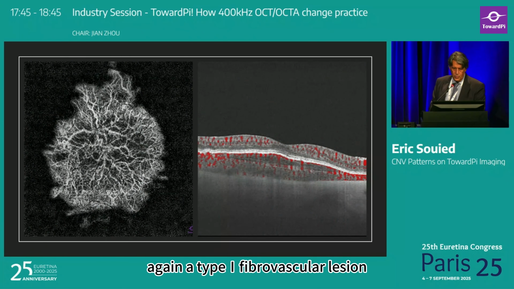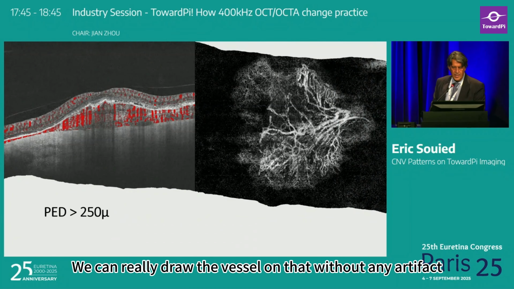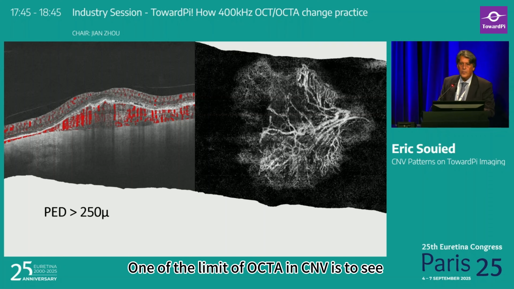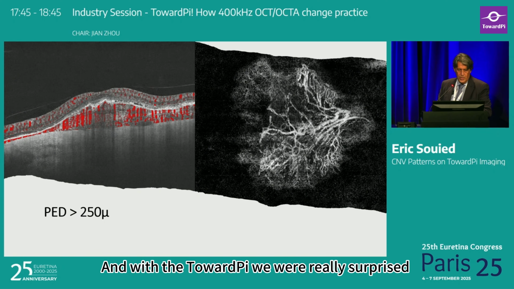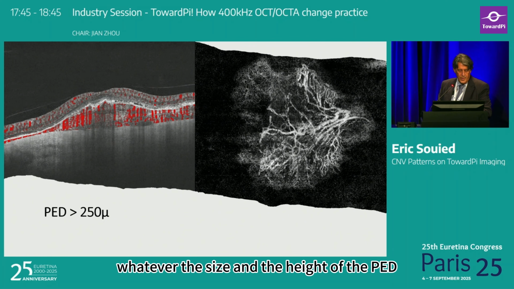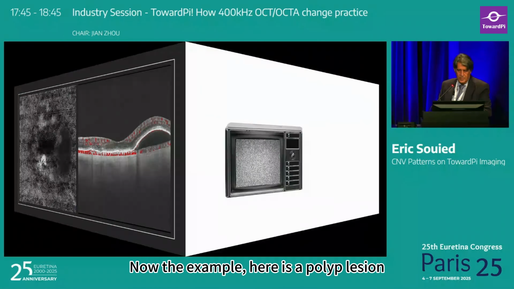Again, a type 1 fibrovascular lesion, and I'm always fascinated by the delineation of the vessels. We can really draw the vessels without any artifact. One of the limits of OCTA in CNV is seeing the CNV when there is a big PED over 250 microns. And with the TowardPi, we were really surprised to see the vessels, whatever the size and the height of the PED. Another example, here is a polyp lesion.